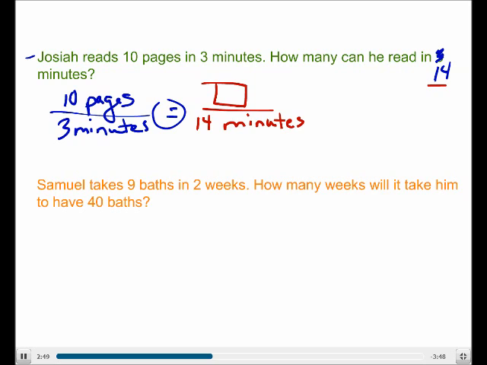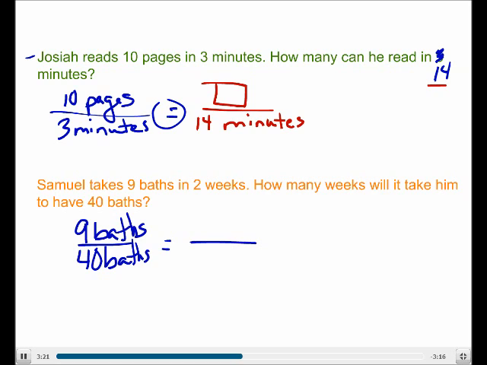Another problem is Samuel takes 9 baths in 2 weeks. I can set that up as a proportion right away. How many weeks will it take him to have 40 baths? Now I'm going to do it in a slightly different way. I'm going to put the baths all in one fraction, 9 baths and 40 baths.